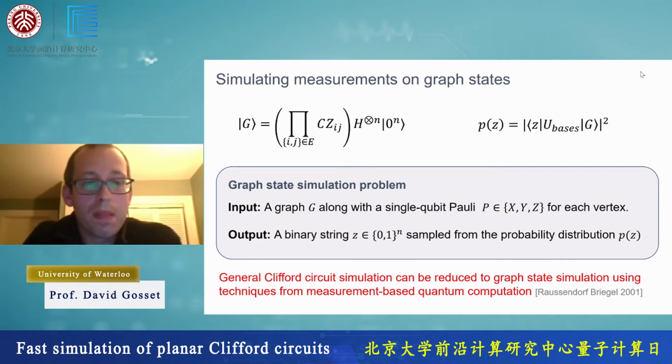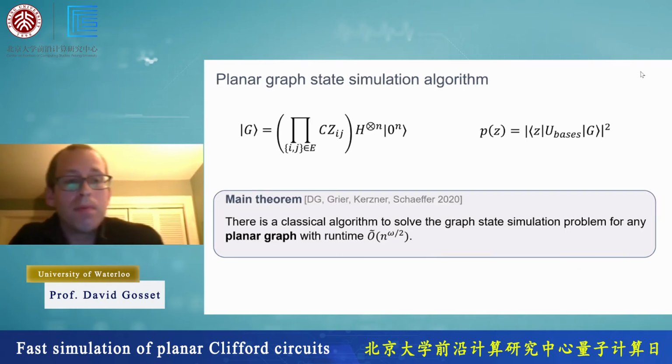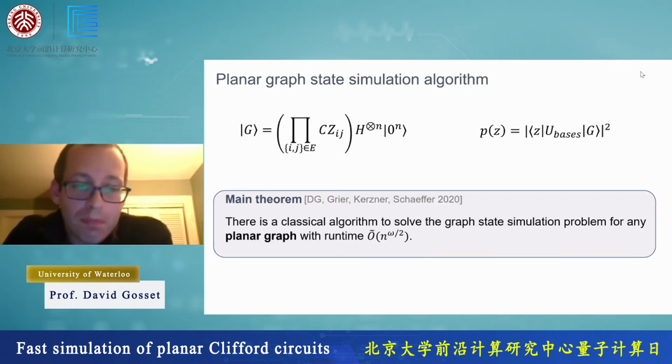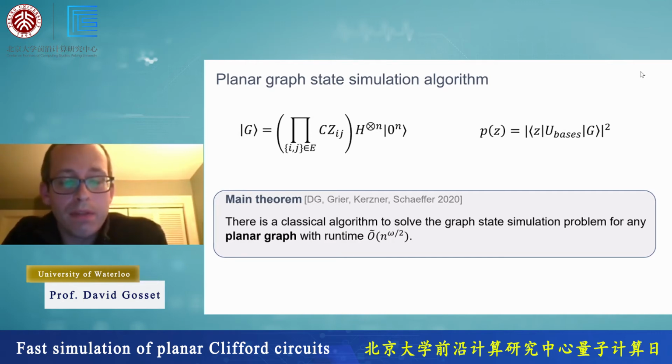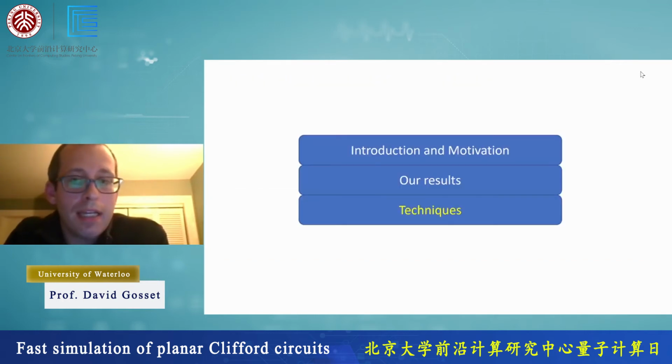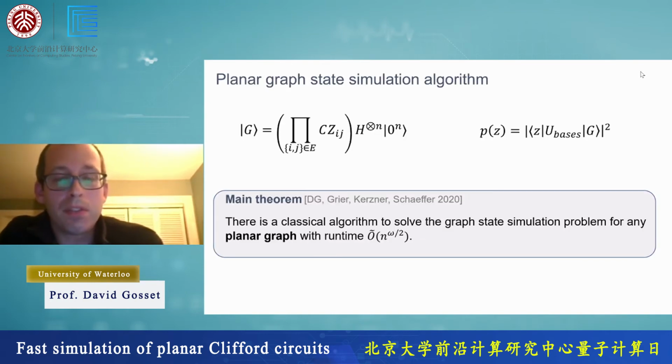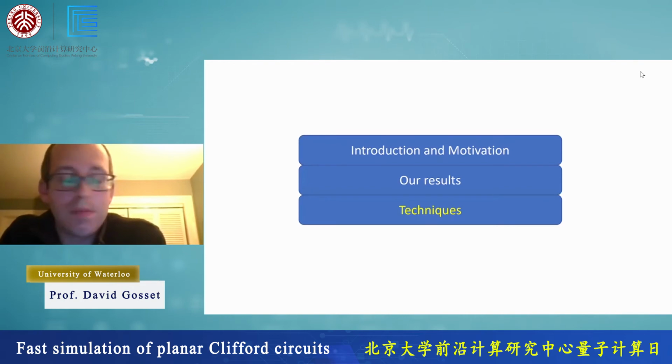But the main theorem that we prove is that if you want to solve this graph state simulation problem, you can do it for any planar graph with runtime n to the omega over 2. Again, you get this square root speedup over the n to the omega algorithm by exploiting planarity. Now I'm going to tell you about how we prove this main theorem. I'm happy to stop if there are any questions at this point and address those.